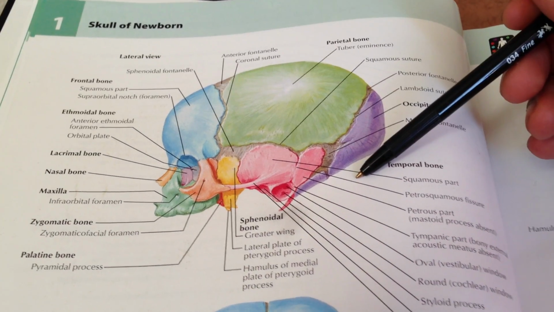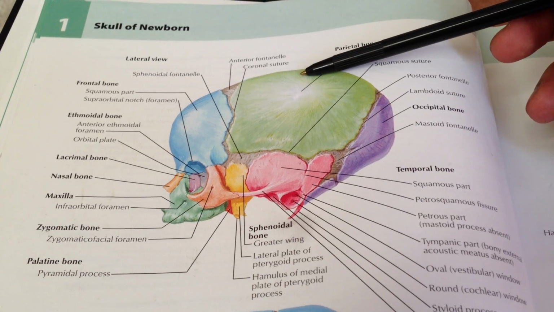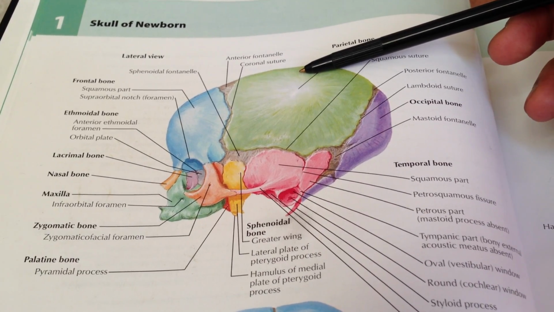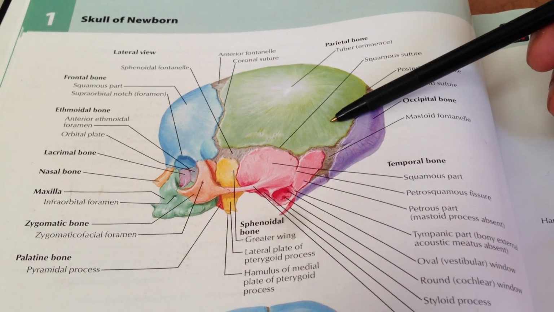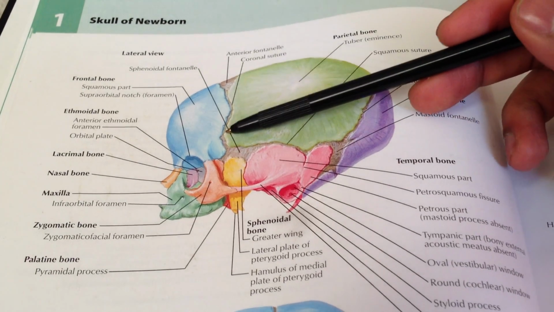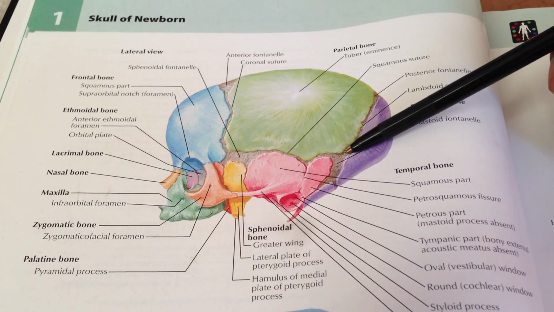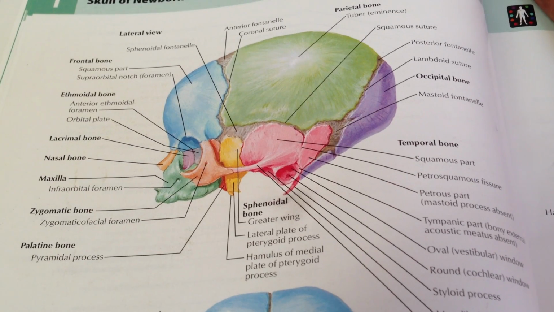Alright, so in this question, we're going to be talking about the skull of the newborn. This is going to be question number 22 from section A. Specifically, we're going to be discussing the actual differences of the skull of the newborn from the skull of the adult, and there are going to be 6 differences.